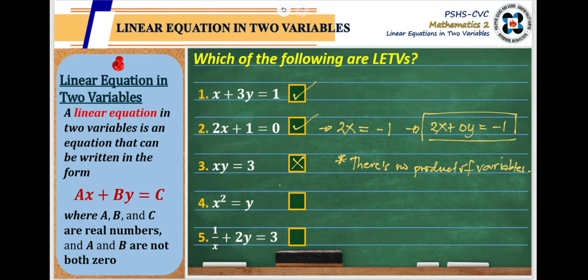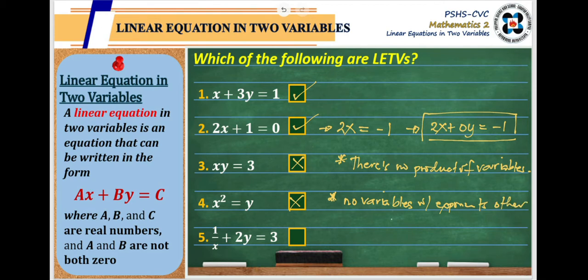How about number 4? x squared is equal to y. Okay, so the equation x squared is equal to y is not a linear equation in two variables because of the presence of the exponent 2. So one condition so that we can say that this one is a linear equation in two variables is there should be no variables with exponents other than 1.